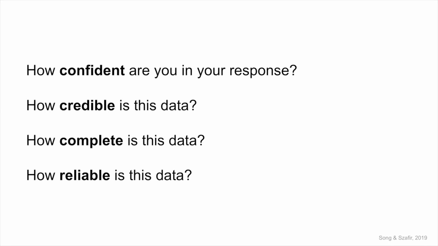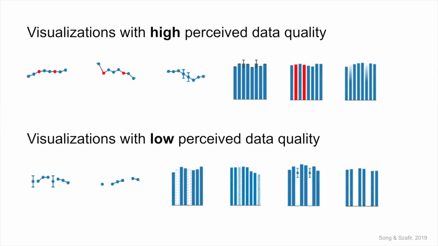So when we ask people questions about their data, like how confident are you in your data? How credible is the data? How complete is it? How reliable is it? What we found is that people find visualizations like those in the top row to be highly credible and highly reliable, and those in the bottom row to be much less credible and much less reliable, even for the same data. So one of the patterns that we observed here is that all of those visualizations at the top generally preserve the relative structure of our data, whereas these visualizations at the bottom either remove the values or make them much, much less salient.